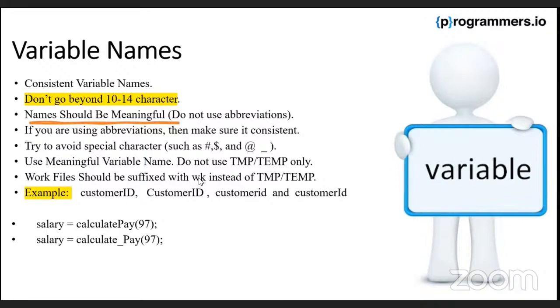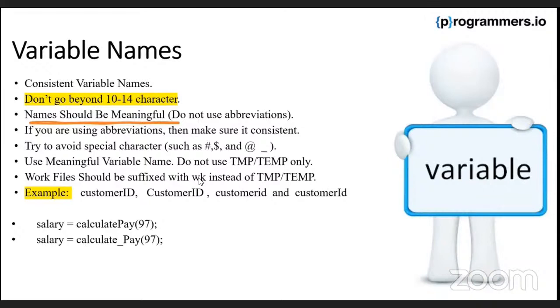The name should be meaningful; do not use abbreviations. Sometimes in RPG 3 we were allowed only 6 characters to write any name. So we used abbreviations, for example for rupees or dollar, or for a record lock variable we used RCL. That was not easily understandable even at that time.